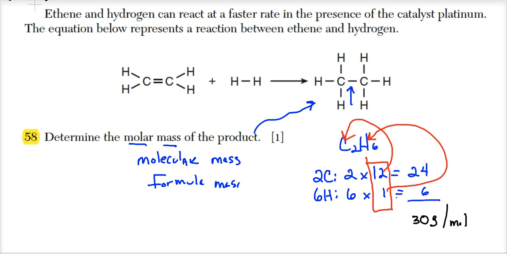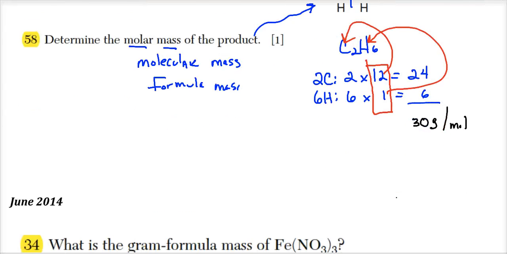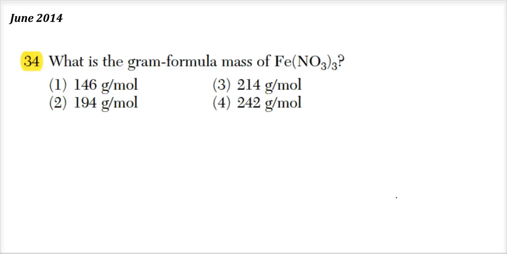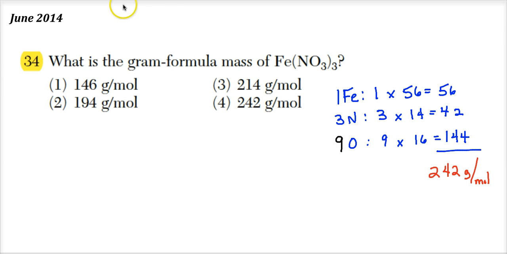So a formula mass question is just that: add up the mass of the formula. Here's another example. If you want to pause this, you can pause me now and I'll come back and show you how it's done. And voila, I've done the problem. I've taken the atomic masses from the periodic table to find the mass of each of these atoms, multiplied by how many of them were in the compound, and we found a total of 242 grams per mole, choice 4.